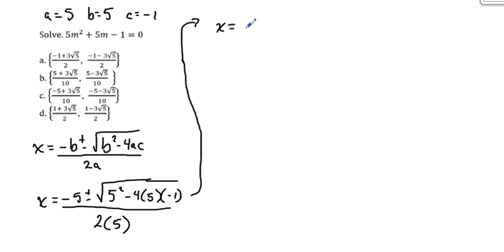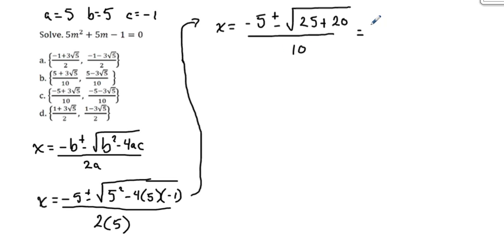So we have x equals negative 5 plus or minus the square root. 5 squared is 25. A negative times a negative is a positive, plus, and 4 times 5 times 1 is 20, all over 10. All right, and this is going to get us negative 5 plus or minus the square root of 45 over 10.